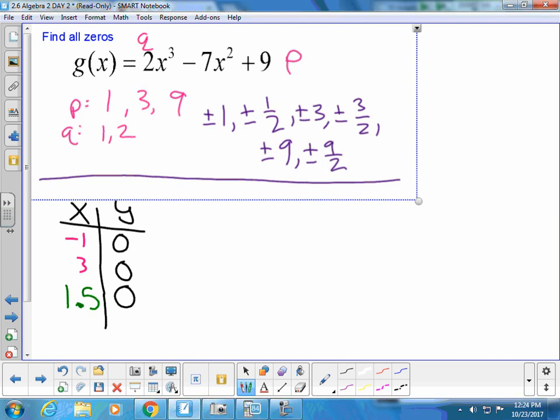Now, are all 3 of these on our list? All right. -1's on our list right here. +3's on our list right here. And 1.5 is on our list because that's the same thing as 3/2. Okay?